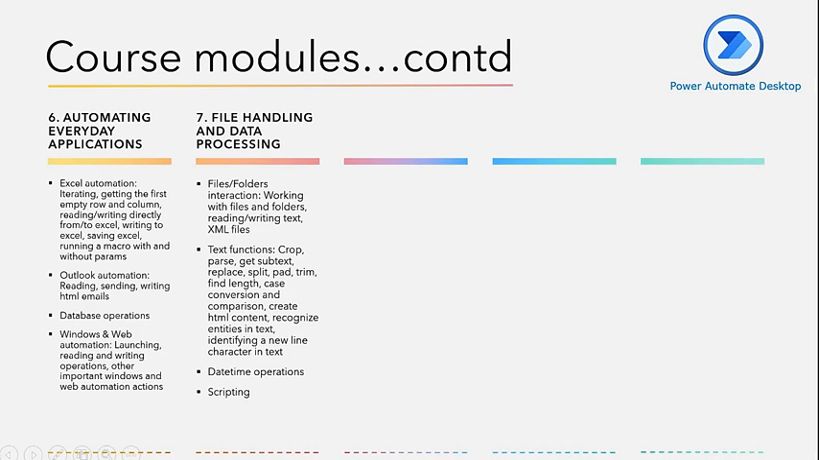Then in the seventh module, called file handling and data processing, we will be iterating through files and folders. We'll be working with text files, XML files, and so on. Different string or text functions, some of them are listed down over here. Then, most importantly, the date time operations which are required in our automation.